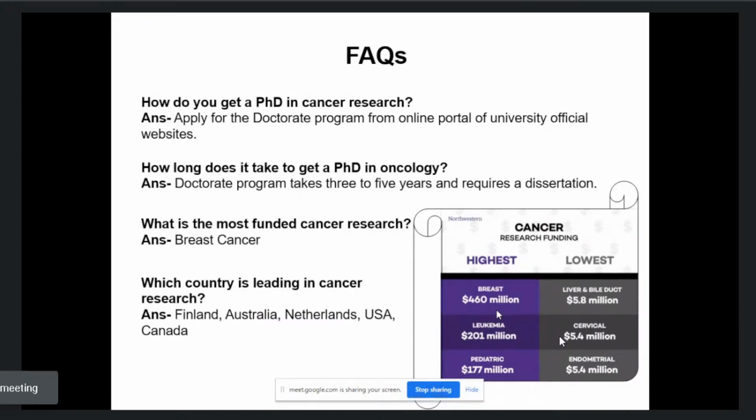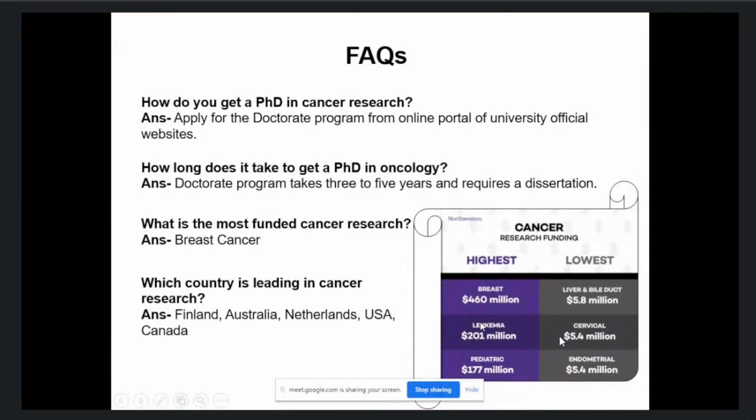But prostate cancer has the highest rate of cancer and cancer deaths in men. The most researched, though, is breast cancer, which is in women. Because breast cancer is most researched, it is also most funded. Followed by that, there are other types of cancer also.